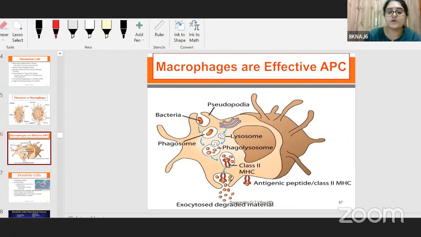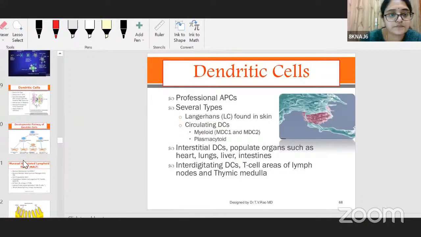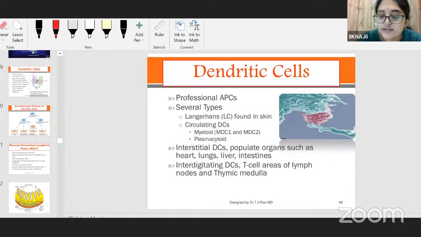Now you have granulocytic cells. They include the neutrophils, eosinophils, and basophils.